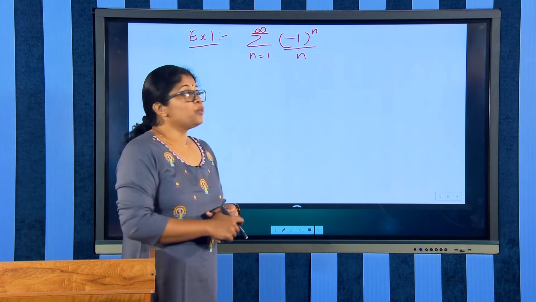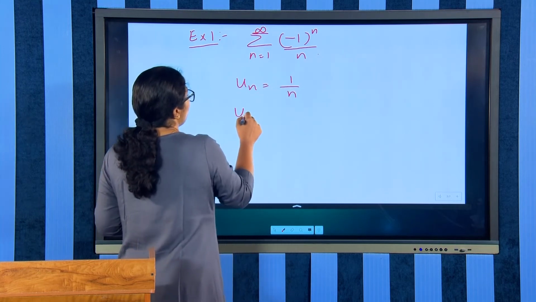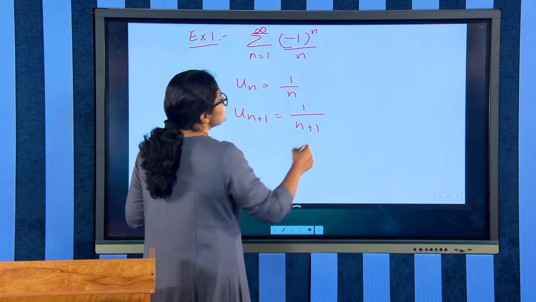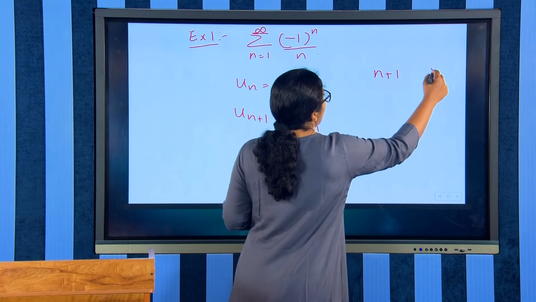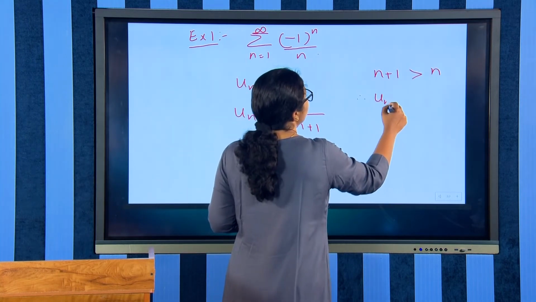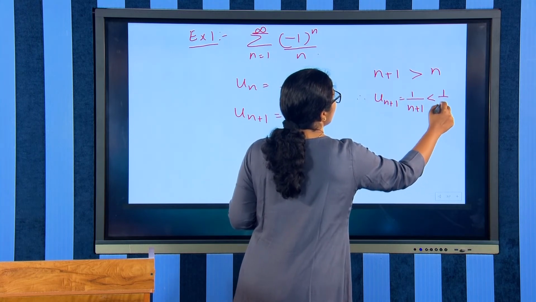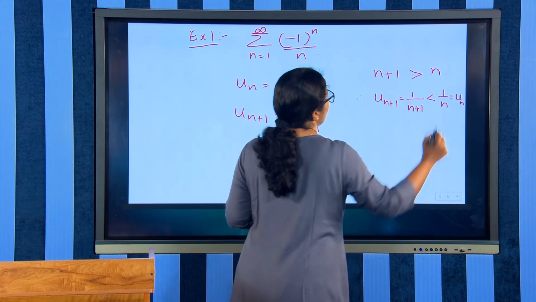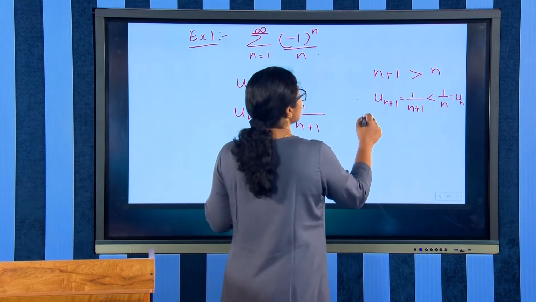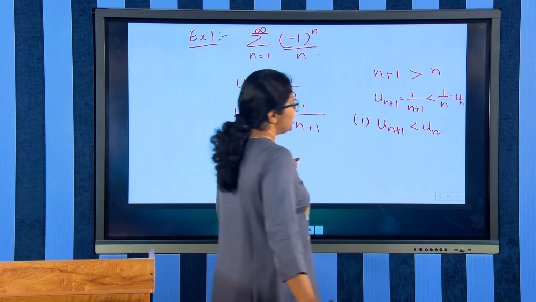So what is your un? un is equal to 1 upon n. So obviously, un plus 1 will be 1 upon n plus 1. So which is greater, n plus 1 or n? n plus 1 is greater than n. Therefore, un plus 1, which is equal to 1 upon n plus 1, is less than 1 by n, which is our un. So we have established the first condition, un plus 1 is less than un.